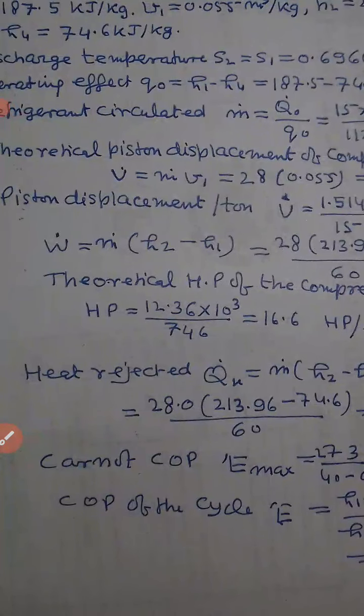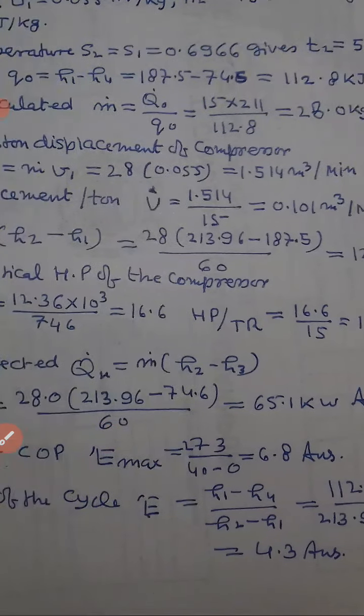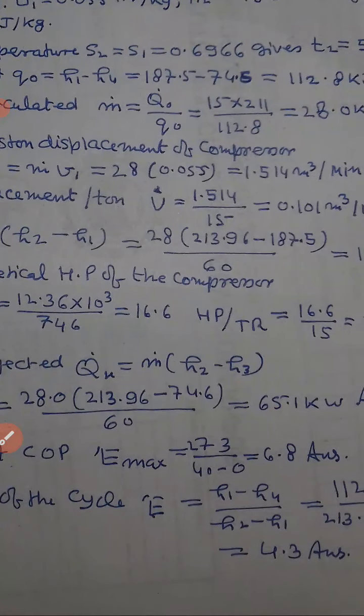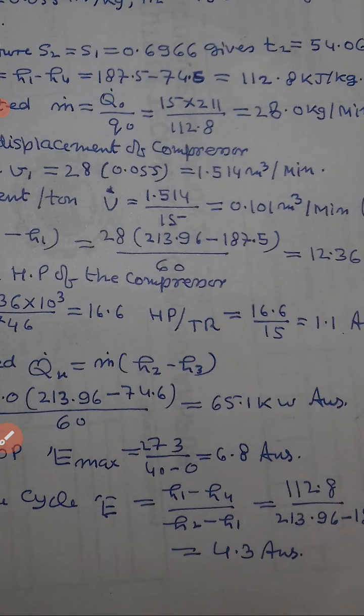Okay. Then the last part is asking for Carnot COP, that is T1 upon T2 minus T1, so 273 divided by 40 minus 0, and that gives 6.8. Okay. Then COP of the cycle is H1 minus H4 divided by H2 minus H1, and that gives 112.8 divided by 213.96 minus 187.5, and the value comes out to be 4.3.